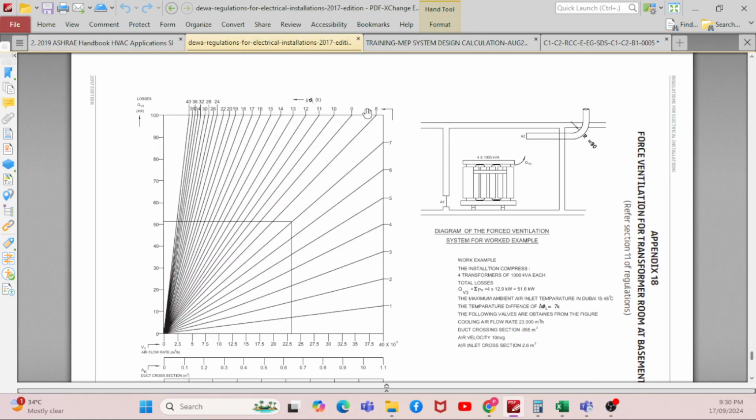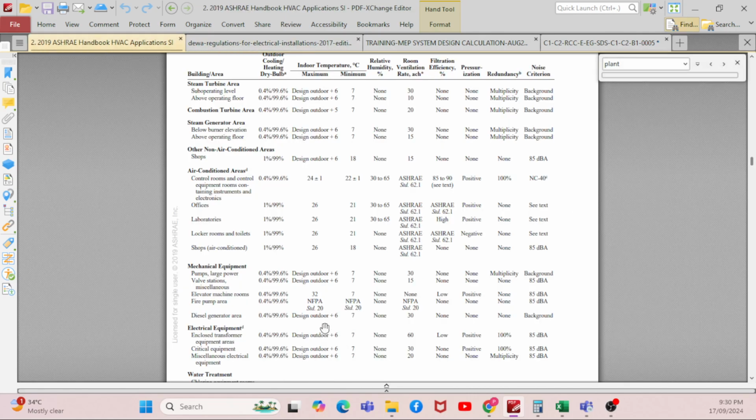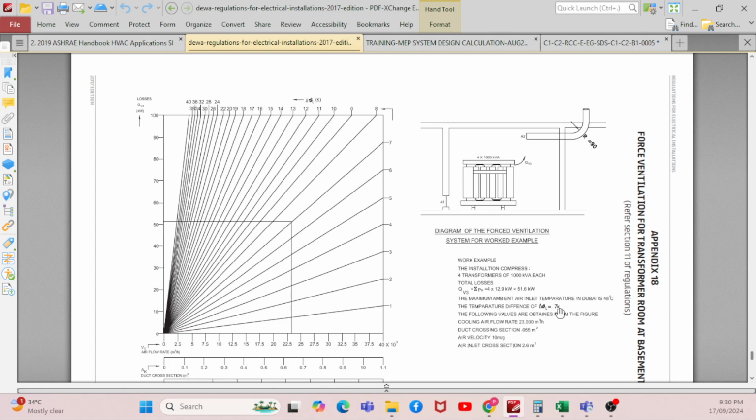But if you go to local regulations, they say the maximum ambient temperature at air inlet in Dubai is 48 degrees Celsius. And for the temperature difference, as per local regulations, they take 7 degrees Celsius or 7 Kelvin. ASHRAE says plus 6 degrees, but we have to follow the local regulation, which mentions a 7 degree Celsius or 7K temperature difference. So you can say 48 plus 7 degrees.